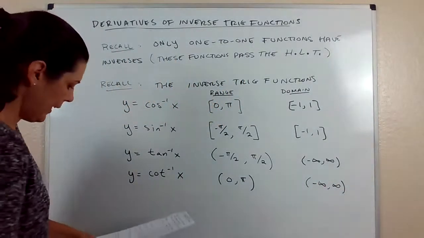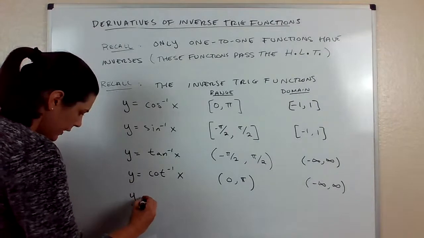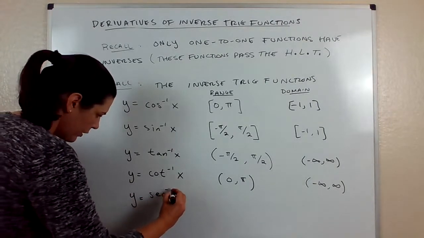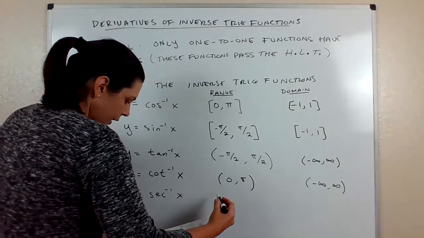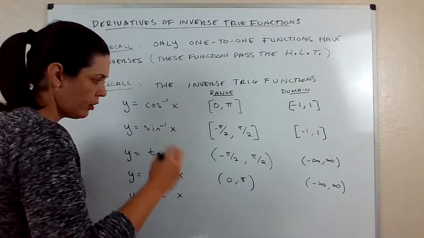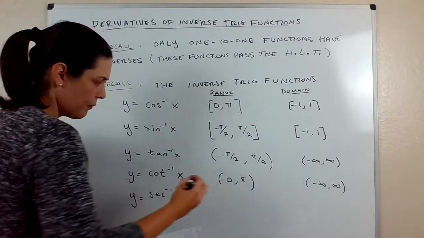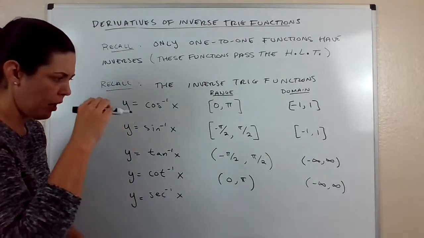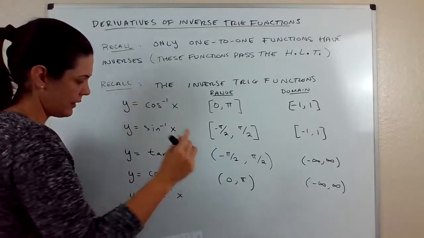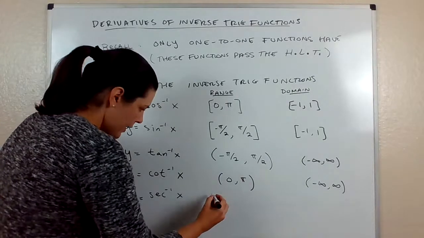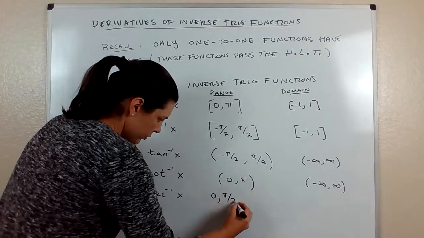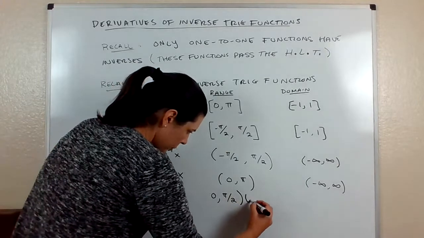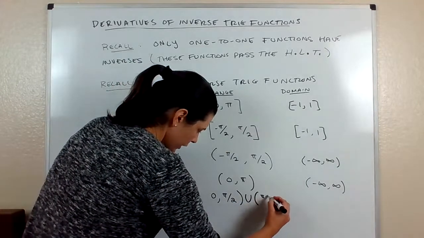And then my last 2, secant inverse of x. The range here is going to look like 0 to pi, but I have to cut off the middle, like pi over 2, because that's never actually going to come out of this function. So it looks like this, from 0 to pi over 2, but I jump over pi over 2, and then go to pi.